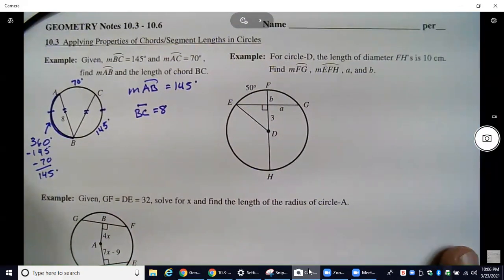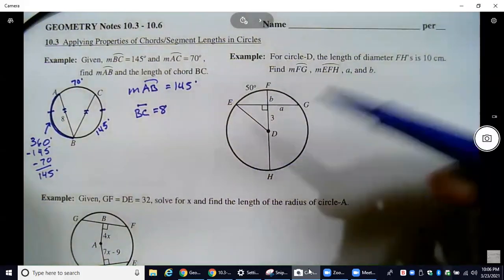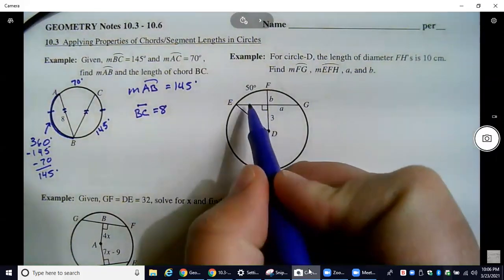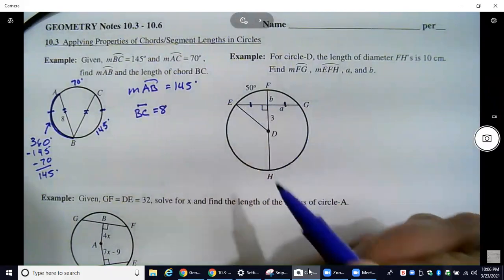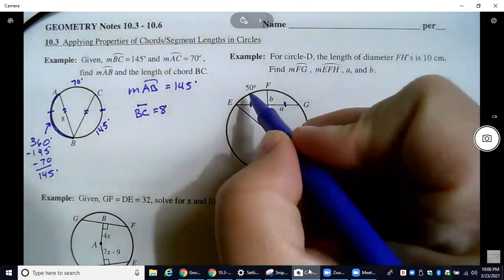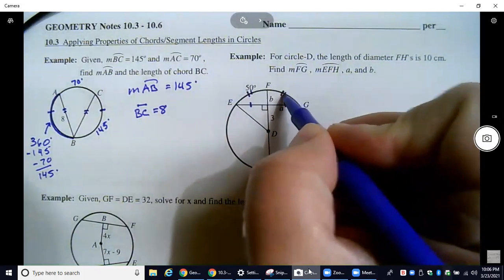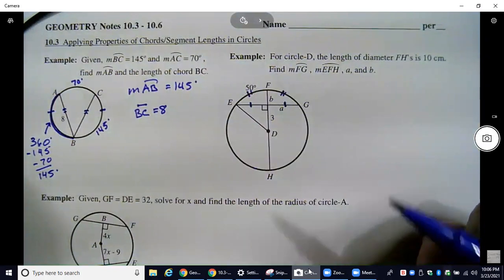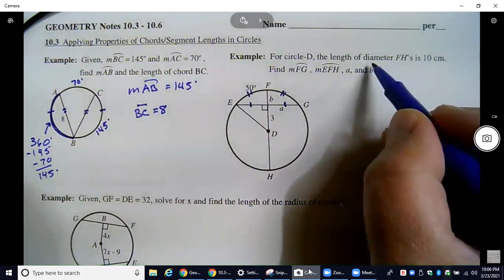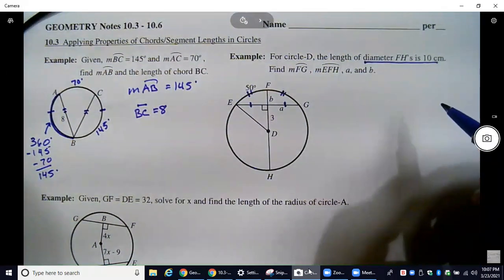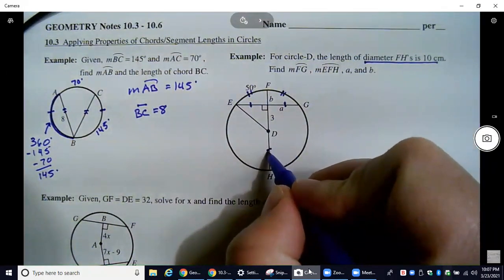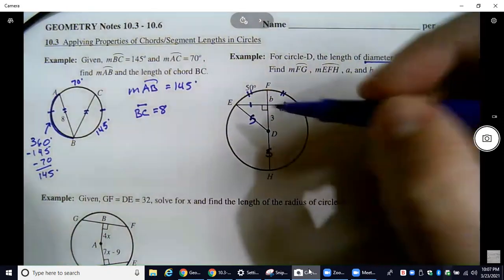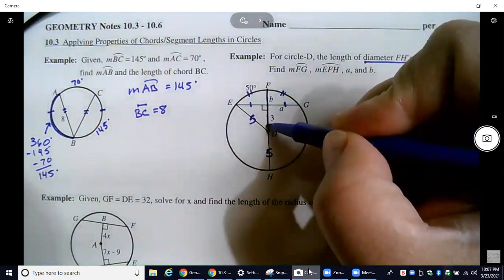Next, in this example, you have a diameter that is bisecting a chord. It's intersecting a chord at a 90-degree angle, and therefore these two sections of that chord are congruent, and these two parts of this arc are also congruent because that diameter has bisected them. Now they give us some information up here. They tell us that the diameter FH is 10. That means that this radius is 5. Right? This radius here is also going to be 5. And the one that goes from F to D is going to be 5.